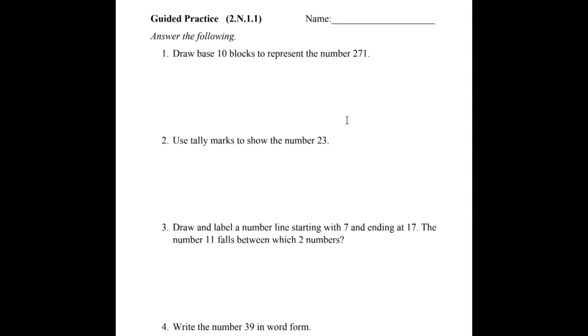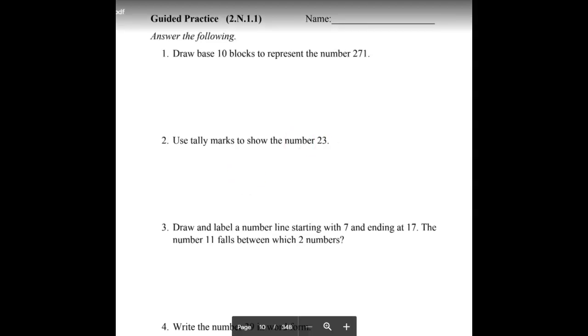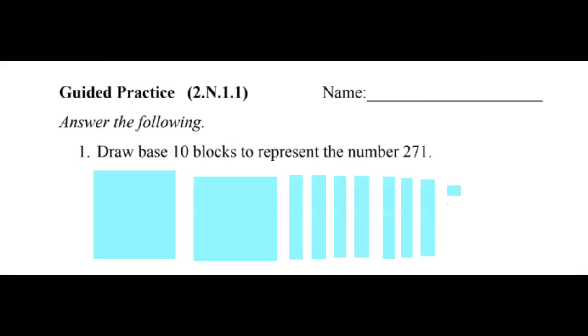I'm going to show you the answer, but wait until you've gotten the answer yourself so you can check. So pause. Once you've got yours drawn on your whiteboard, unpause the video and check your answer. So yours should look something like this. You should have two big squares, seven skinny rectangles, those are your rods, and then one little square. Is that what you have? Did you get it correct? Let's try the next one.